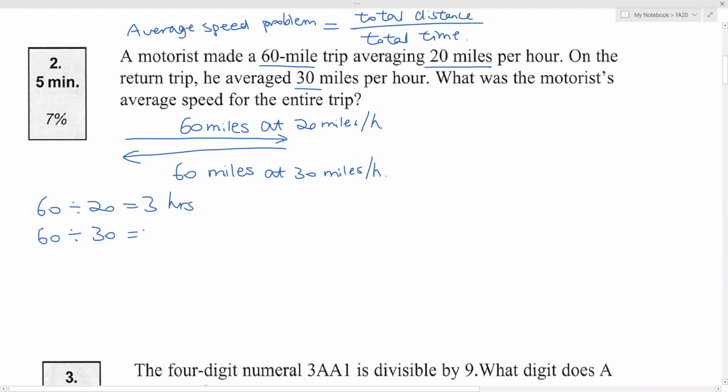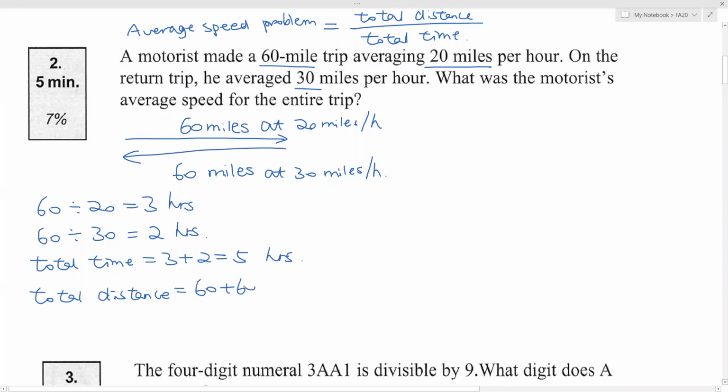So the way back, it equals 2 hours because 60 divided by 30 equals 2. So the average speed basically equals the entire distance of the trip, 60 plus 60, divided by the total time, 2 plus 3 hours. So the total time is 3 plus 2, 5 hours. The total distance is 60 plus 60 or 60 times 2, which is 120 miles.